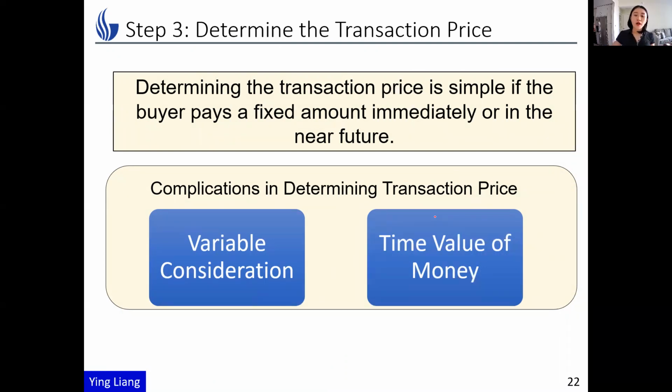But it is getting more complicated to determine the transaction price when we have variables in the situation, which means the price, the revenue will change according to different situations. And it's also getting complicated when we have the situation of time value of money.